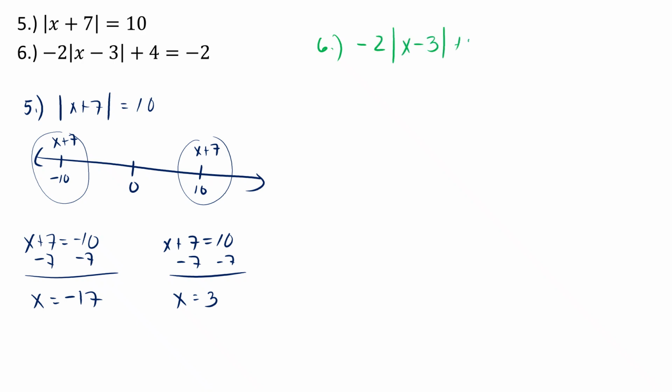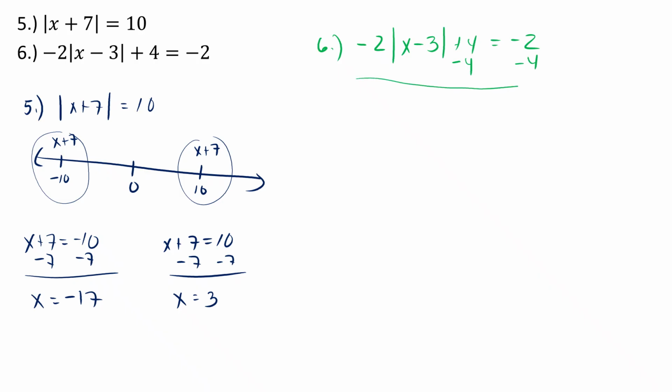Okay. So we've got a lot going on here. We have -2 times some kind of distance, and then add 4 to that. And when we get that, we get -2. Okay. We need to isolate that absolute value first. So this multiplying the distance and adding to this is confusing. Always undo this first. Okay. So we're going to deal with that 4 first by subtracting 4.